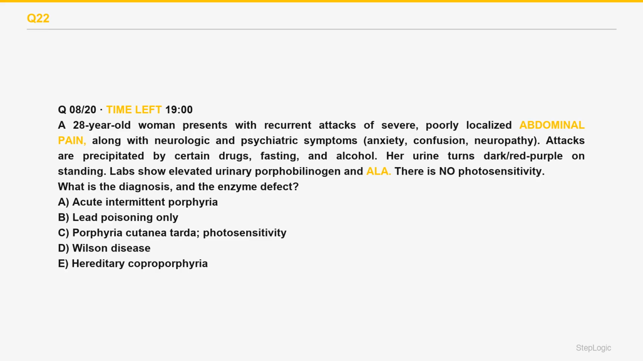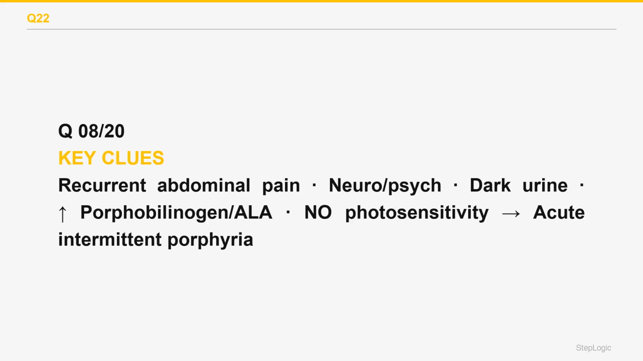Read the command: diagnosis and enzyme. Recurrent abdominal pain, neuropsychiatric symptoms, dark urine, elevated porphobilinogen, ALA, no photosensitivity: acute intermittent porphyria, porphobilinogen deaminase deficiency. This is acute intermittent porphyria, a disorder of heme synthesis caused by a deficiency of porphobilinogen deaminase, also called hydroxymethylbilane synthase.